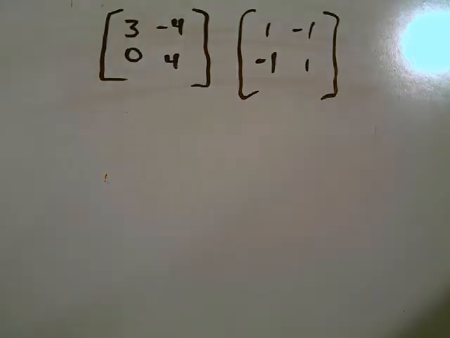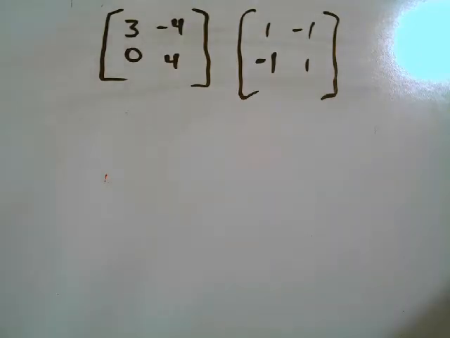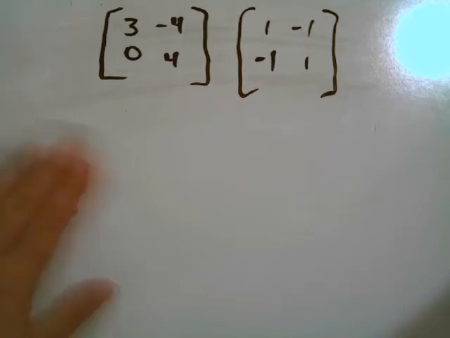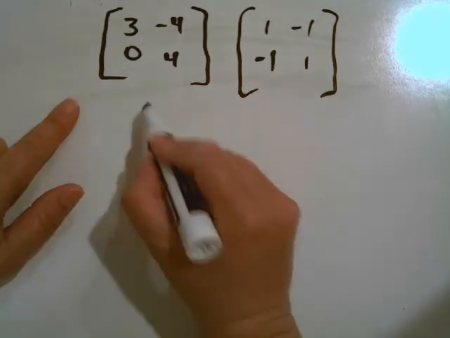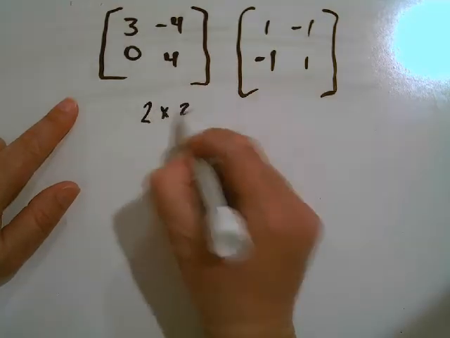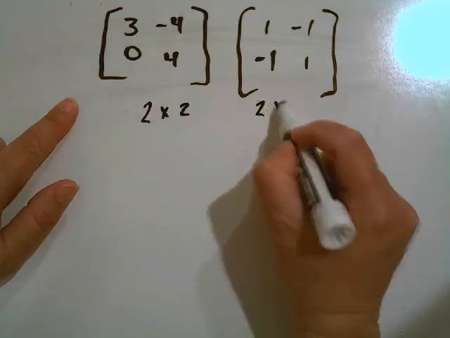Let's take a look at this next example. I have two matrices next to each other, so that means I'm going to multiply. And I first want to decide, is it possible to multiply these two? So I'm going to look at the dimensions. This one is a 2 by 2, and this one is a 2 by 2.